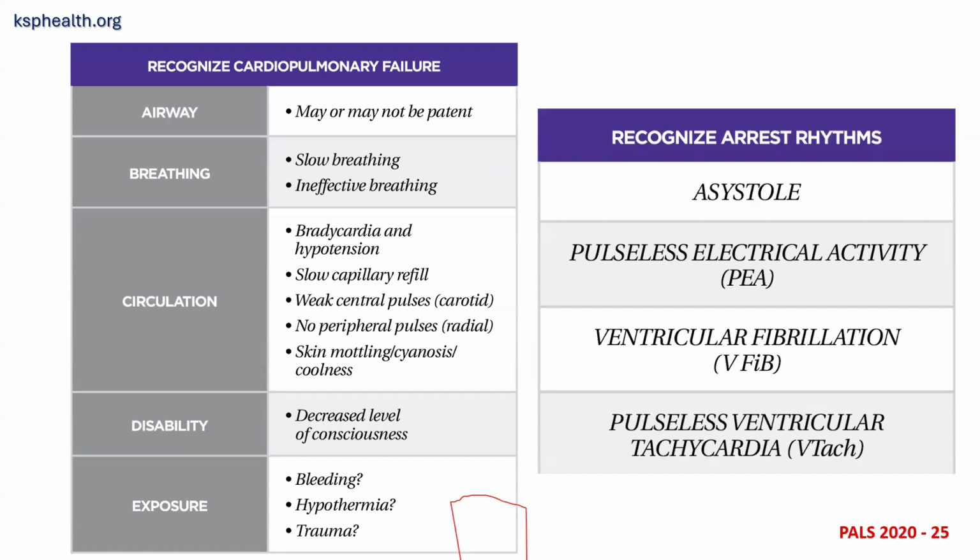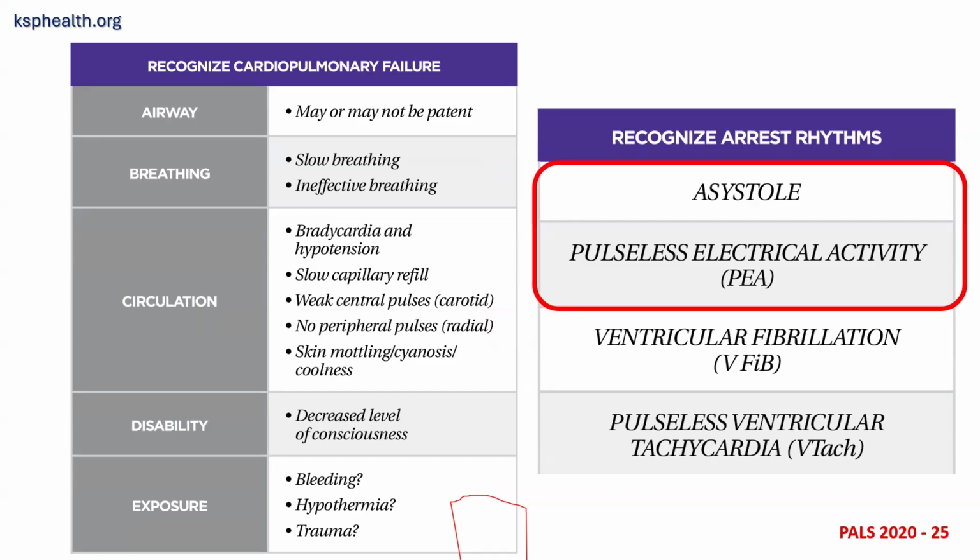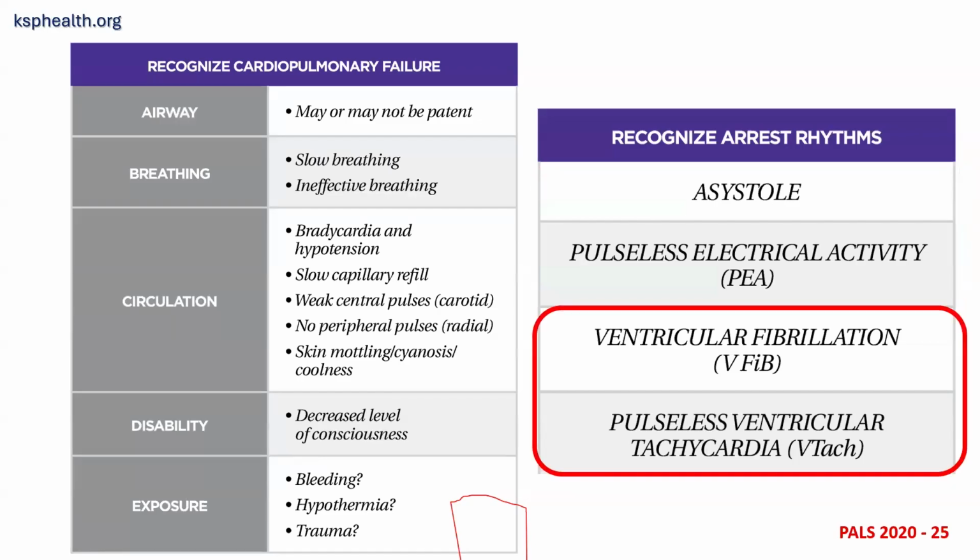The important thing is recognizing arrest rhythms. I want to show 2 sets. The arrest rhythm can be asystole or pulseless electrical activity. These 2 rhythms are considered non-shockable rhythms. Most of the time, they occur because of some reversible causes. The second group is ventricular fibrillation and pulseless ventricular tachycardia. These rhythms, even though they are ominous, the good news is that they can be shockable and revert back to the normal rhythm.